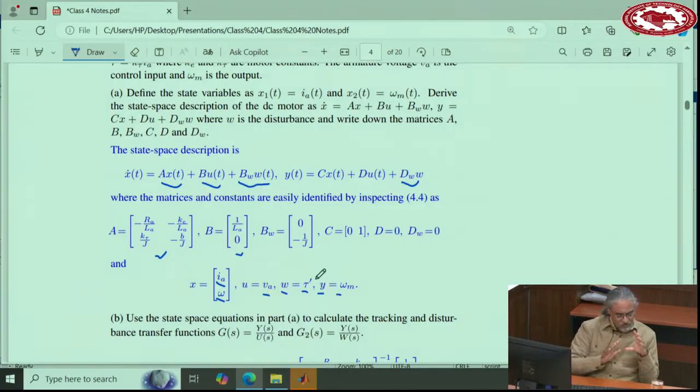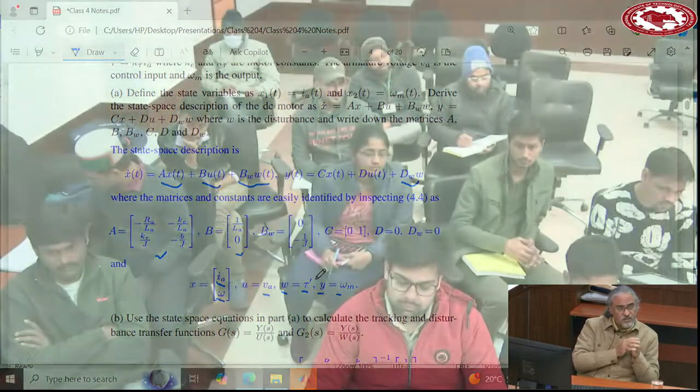So again, everything you should be able to define. What is the input? What is the output? What is now the new thing we have here is the state, or a state vector. And every element of that state vector, we call it a state variable.